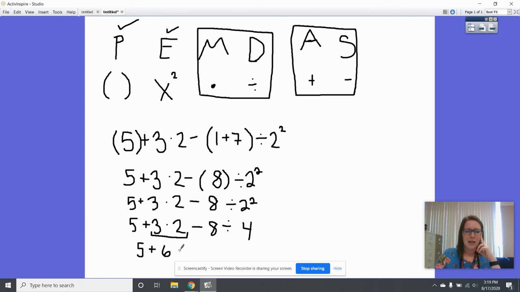Now I'm going to keep going. Minus, nope. Here's some division. If that had been multiplication, we would have also done that. We just go left to right. 8 divided by 4 is 2. And now I'm done with all the multiplication and division.